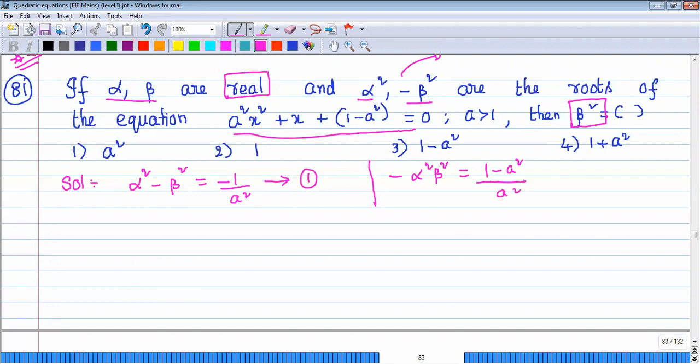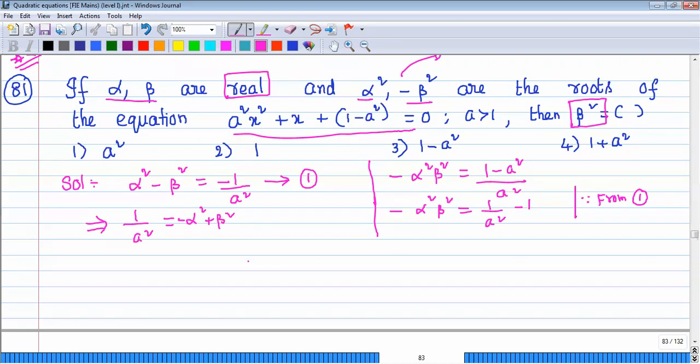From this we will get an equation in terms of alpha square and beta square, so that we can have the beta square value. Here this can be written as 1 upon a square minus a square by a square, which is minus 1. With the help of equation 1, it's clear that minus 1 upon a square is alpha square minus beta square. So 1 upon a square becomes minus alpha square plus beta square.